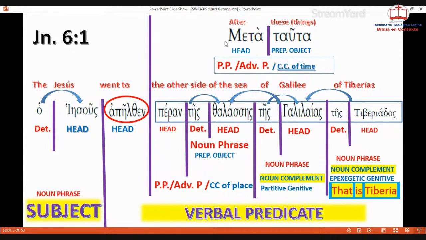We will find, for example, let me see what I can find here. Well, you see here, after a preposition, as you can see here, we have the preposition meta. We will find a noun phrase. After the preposition peran in this case, we will find another noun phrase. After any preposition, we will find a noun phrase. You will see noun phrases here because tis Galileas is the same as to say tis thalasis, because it's related to it. And we have another noun phrase here.